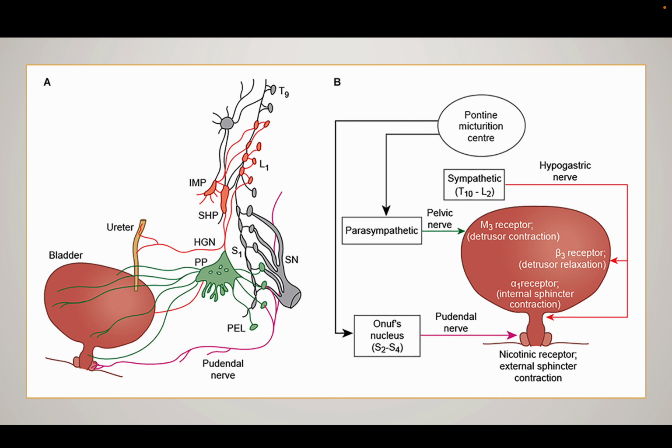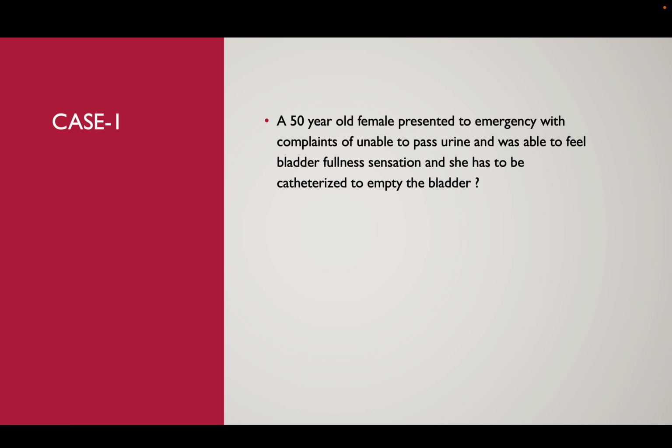So based on this understanding, we will go and discuss the various pathways and various case-based scenarios. A 50-year-old female presented to the emergency department with complaints of being unable to pass urine. She was able to feel the sensation of bladder fullness, but she has to catheterize to empty the bladder.